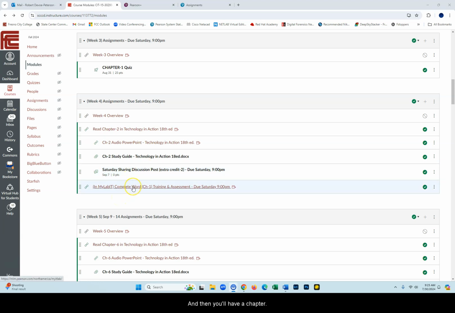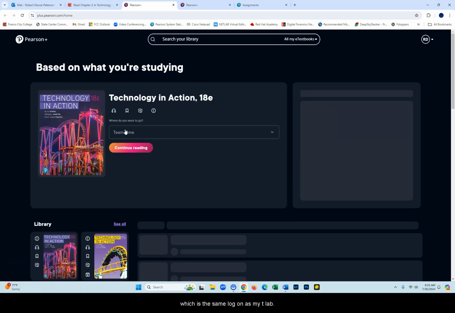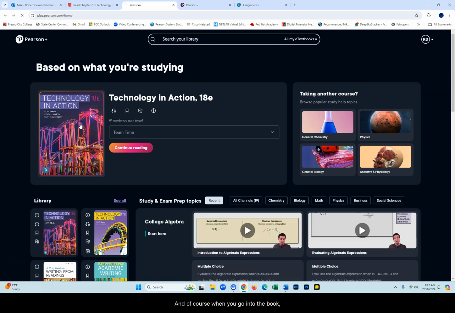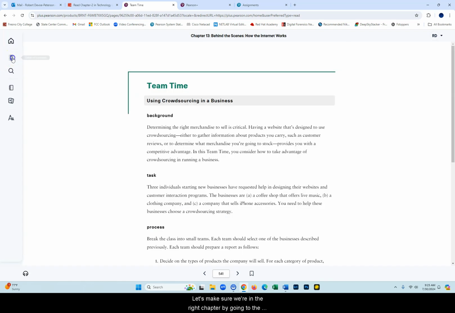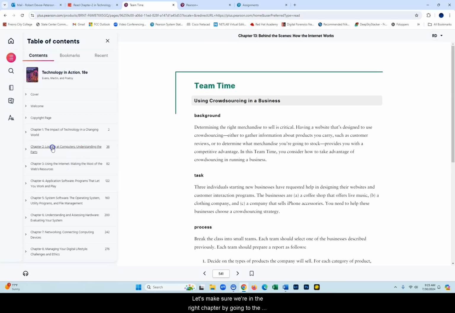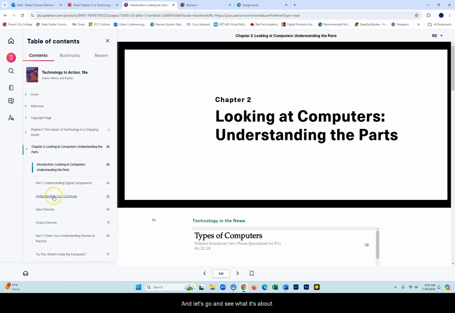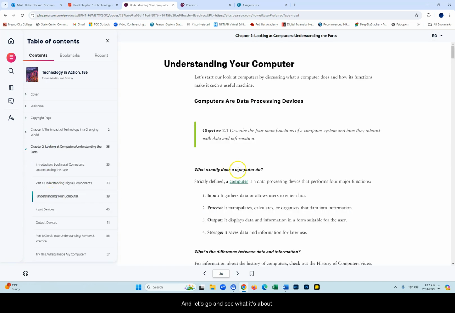Then you'll have a chapter in, now we're doing Microsoft Word, and there'll be 4 total chapters, but we're just doing chapter 1 this week. So let's look at your Tech in Action book, and here it is right here. I'll click on the link. You'll be redirected to Pearson Plus, which is the same logon as my T-Lab. And of course, when you go into the book, I'm going to load it up. And here we go. Let's make sure we're in the right chapter by going to the table of contents. Here it is, and let's see what it's about.